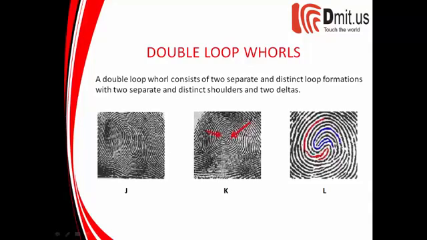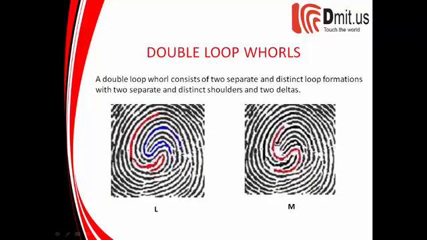In most cases this means that the pattern will most likely be a double loop whorl, but not always. The problem lies in the separate and distinct shoulder requirement sometimes. If you look at image L, you can clearly see that there are separate and distinct shoulders created and shown in the red and blue. The shoulders of each core must comprise separate lines. This means that they can't be the same, obviously.